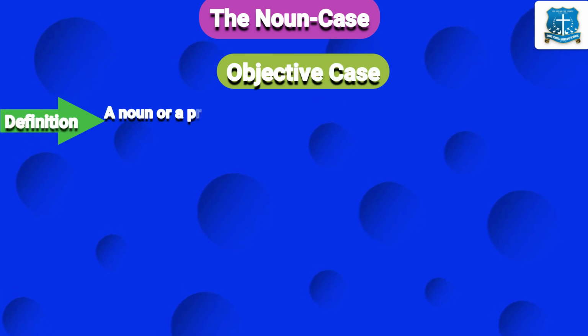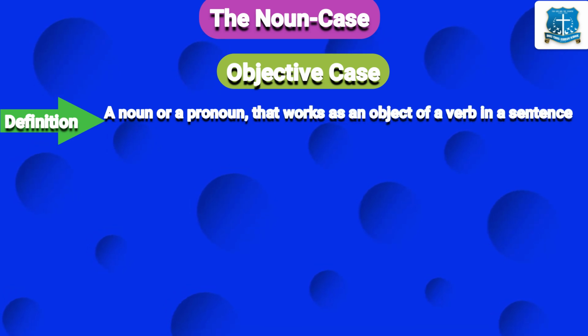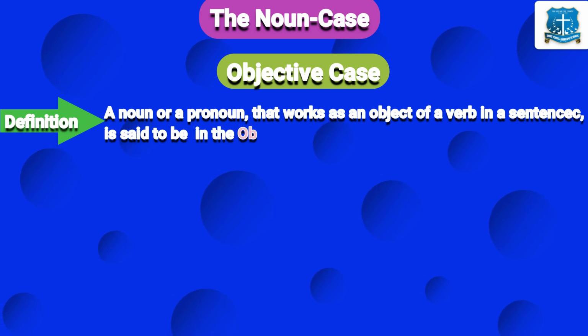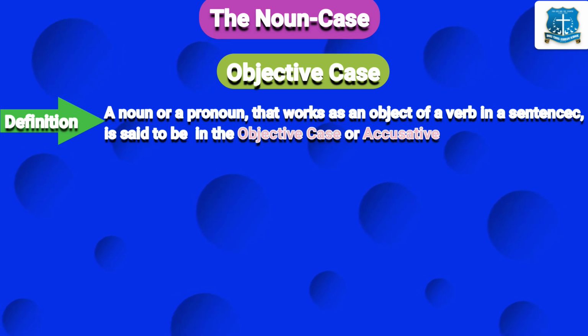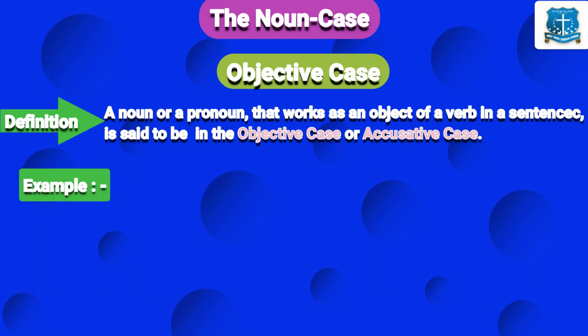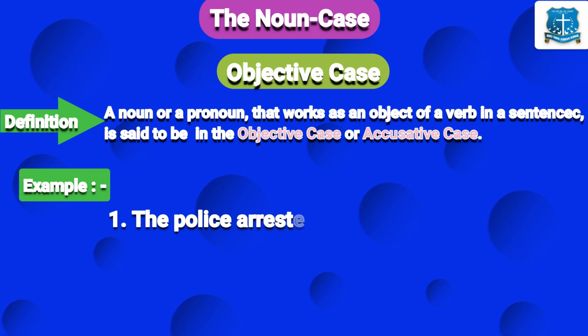Definition: a noun or pronoun that works as an object of a verb in a sentence is said to be in the objective case or accusative case. For example, the police arrested the thief. So here the thief is in the objective case to the verb arrested.